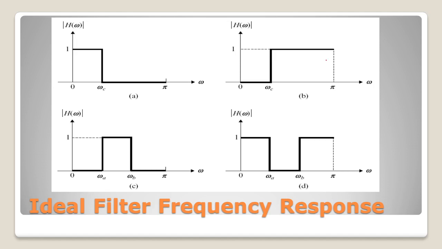These are the frequency responses: this is a low pass filter, this is a high pass filter, and this is a band pass filter and a band stop filter. Here omega c is my cutoff frequency, up to pi.